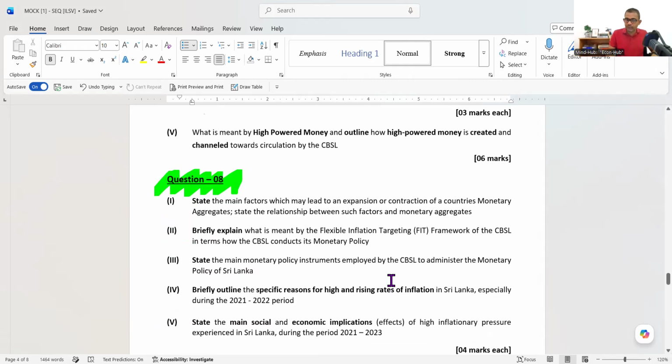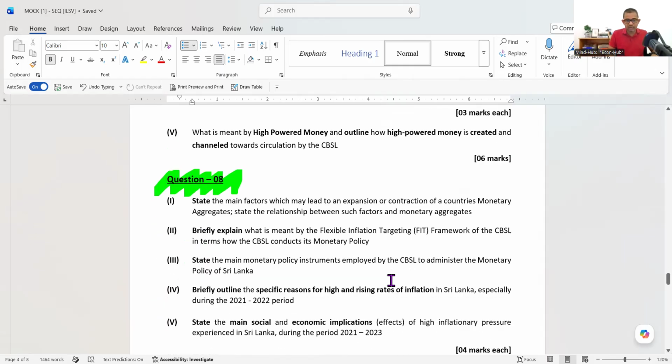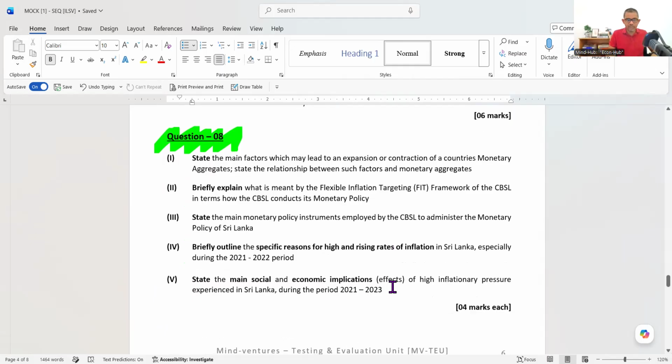Question 8, the entire question. All parts are important. Okay, very technical question, I agree, but you need to know it to get the full marks. Question 6 in subsection B, the money and banking question. Okay, question 8.